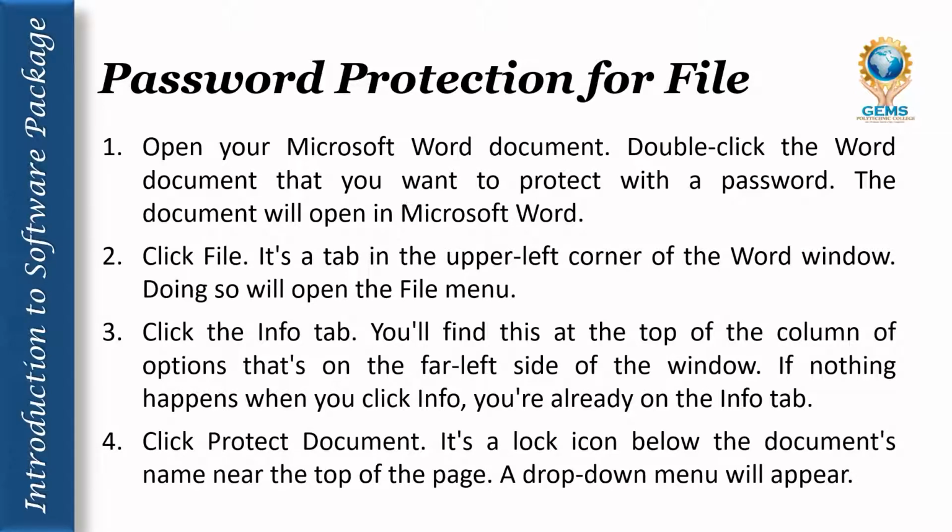First of all, we have to click File, the tab in the upper left corner of the Word window. Then click the Info tab. You will find this at the top of the column of options on the left side of the window. If nothing happens when you click Info, you are already on the Info tab. Click Protect Document. It's a lock icon below the document's name near the top of the page. A drop down menu will appear.